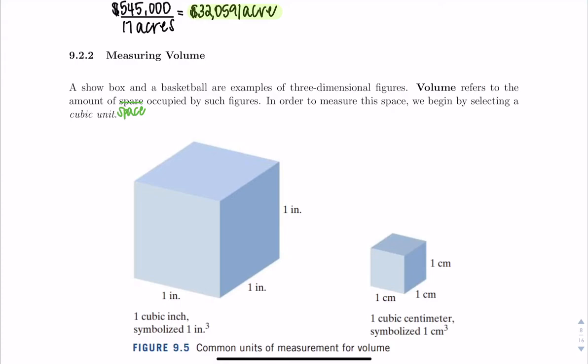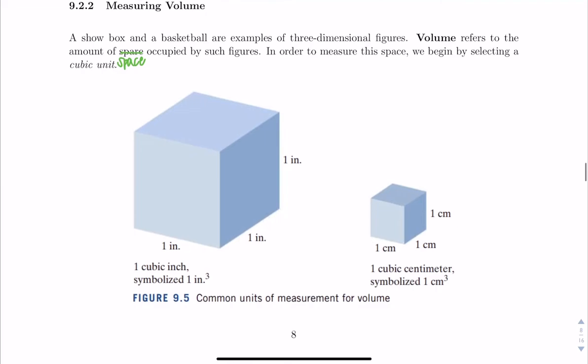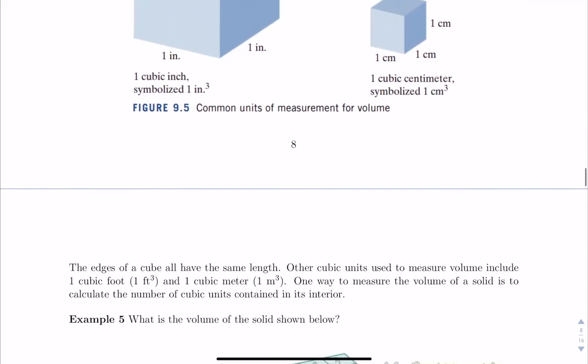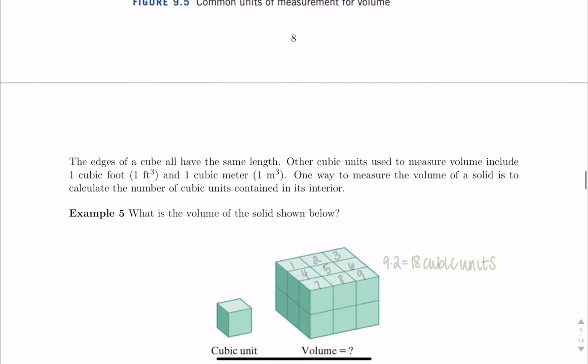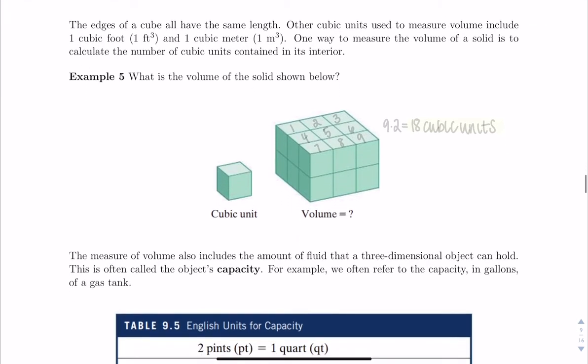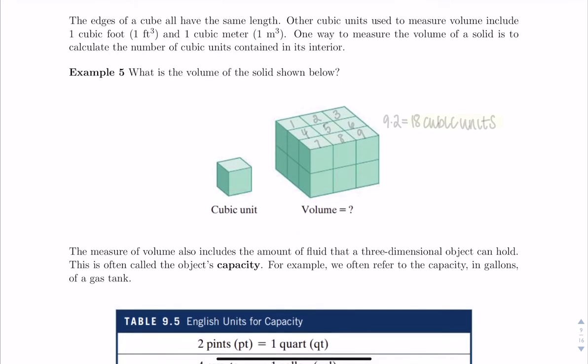In order to measure this space, we begin by selecting a cubic unit. So again, you can see the difference between a cubic inch and a cubic centimeter. The edges of a cube all have the same length, and other cubic units used to measure volume include a cubic foot and a cubic meter. One way to measure the volume of a solid is to calculate the number of cubic units contained in its interior. So just like with the square unit, we're doing the same thing with the cubic unit. We want to see how many of them we have.